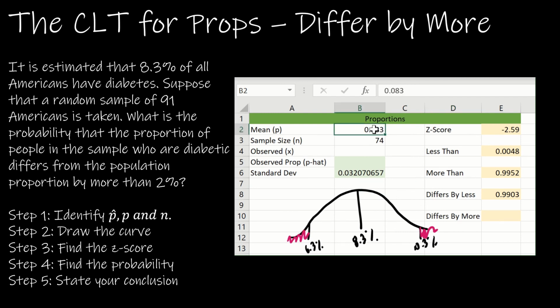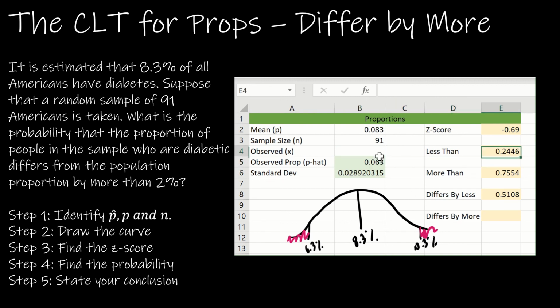So the mean is still 8.3. The sample size here now is 91. I don't need an observed X value. I just need the P hat value. And again, we're going to use that lower value, so 0.063, the 6.3%. And again, you can always calculate that. You can say the mean minus 2%. Sorry, 0.02, since that's 2. And that would calculate it for you as well.